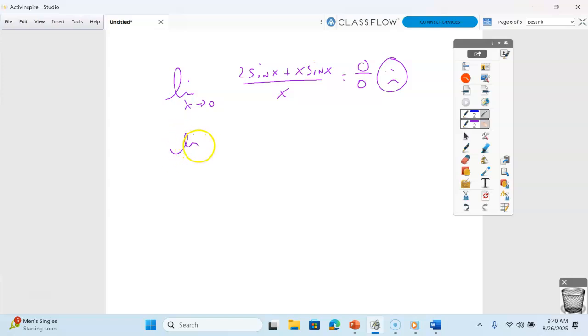Limit as x approaches 0. How can I factor the top? There's a sine in both of them. There's 2 terms. It's a binomial, so therefore I have to pull out something that's the same for both, or it's got to be difference of squares, that sort of thing. The bottom line is I pull a sine x out. That's going to give me a 2 plus x all over x.